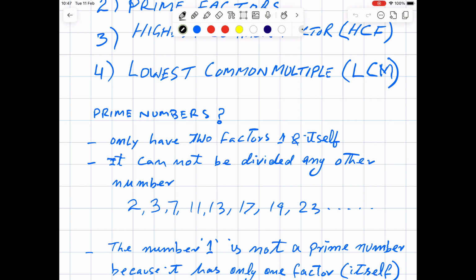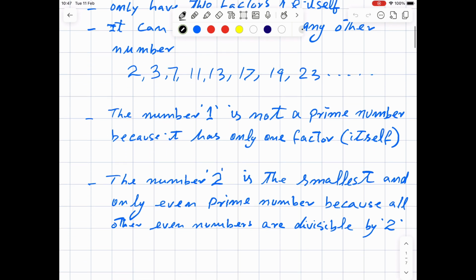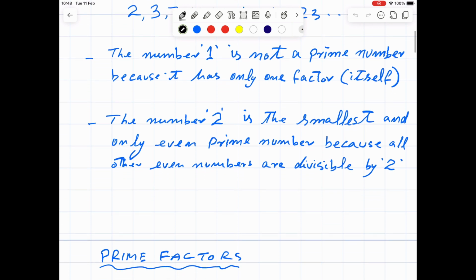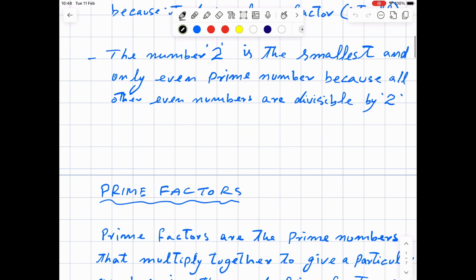So, what is a prime number? A prime number only has two factors, one and itself. It cannot be divided by any other number. For example, 4 can be divided as 2 times 2. So the prime numbers are 2, 3, 7, and so on.